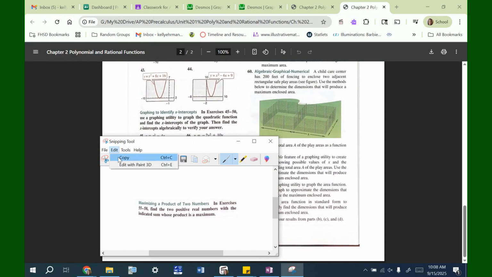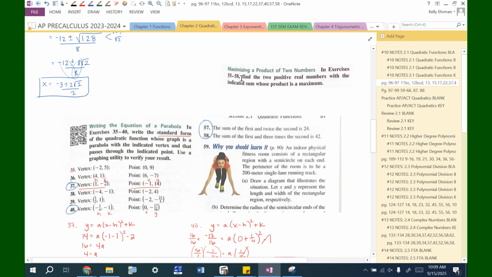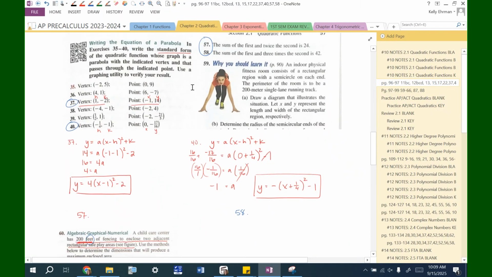Maximize the product of two numbers. Find the two positive real numbers with the indicated sum whose product is a maximum. I'm going to try to squeeze this in up here. Okay, those are the directions for 57. So the sum of the first and twice the second is 24. So x plus 2y is 24.